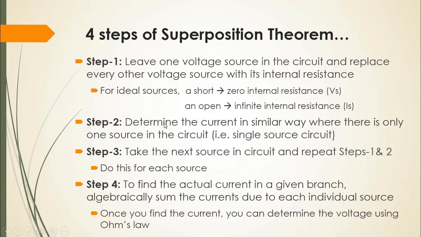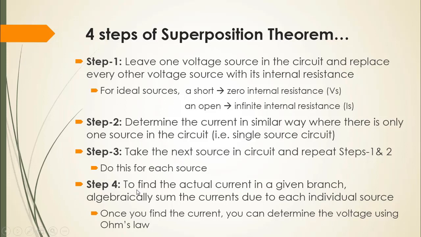Now in step number 2, we have to determine the current in the circuit where there is only one source. As in previous labs, we have discussed series and parallel circuits and the current and voltage divider rules. So using Kirchhoff's current law and current divider rules, we have to determine the current in each branch. In step number 3, we have to repeat step number 1 and step number 2 for the other voltage sources.